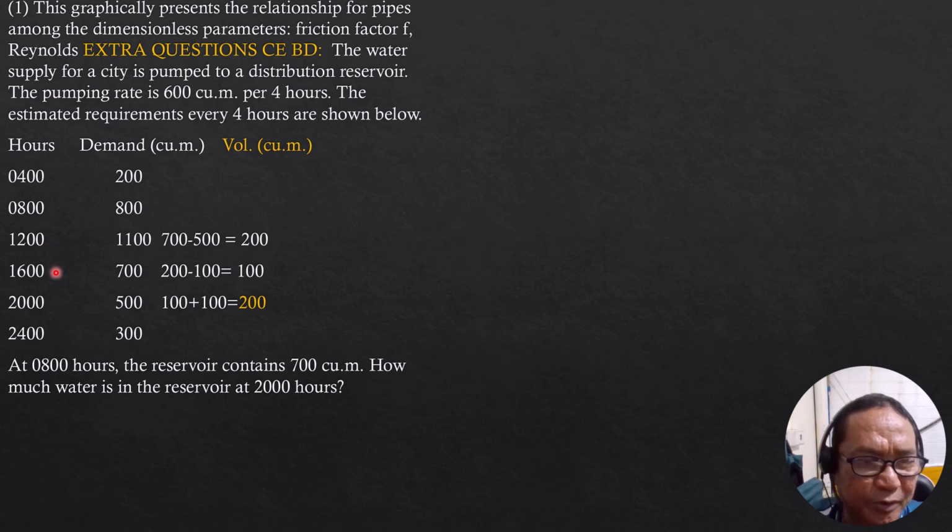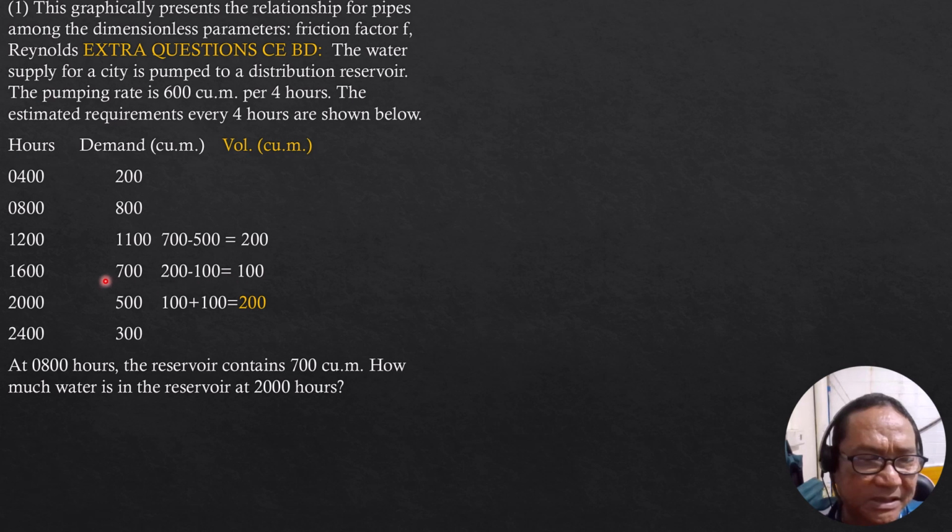Then between 12 noon to 4 p.m., the demand is 700 cubic meters. The pumping rate is only 600 cubic meters for 4 hours. So that means another 100 cubic meters should be taken from the reservoir. Since the reservoir contains 200 cubic meters minus 100, there will be 100 cubic meters left in the reservoir.